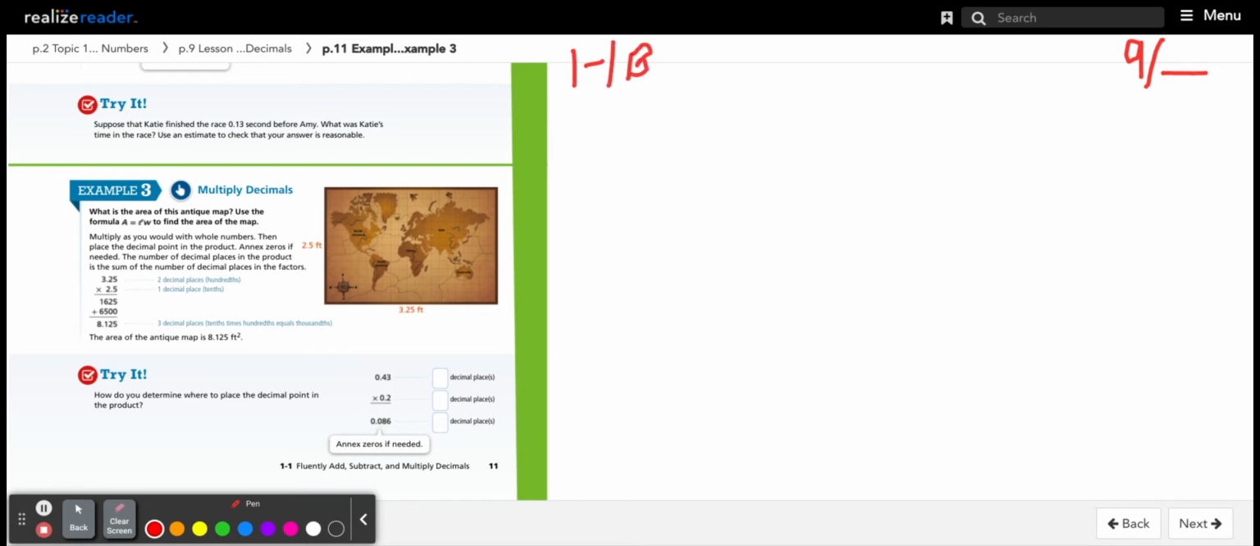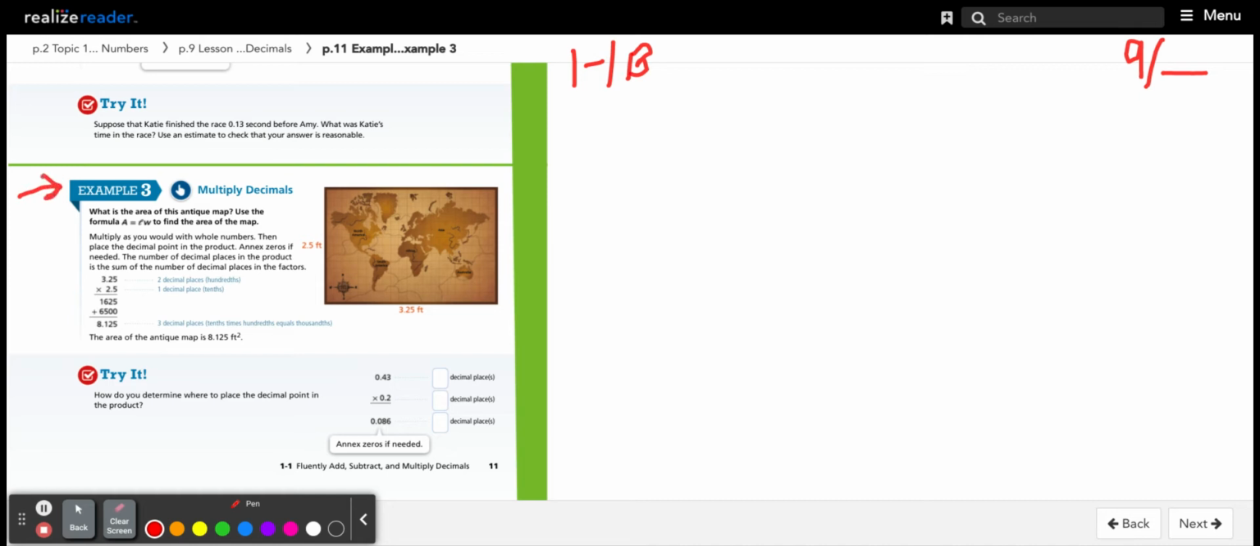11B. Remember, I explained yesterday that we are going to split up a lot of these lessons into two parts. Yesterday, we were adding and subtracting decimals. Today, we're going to be multiplying decimals. So let's start by looking at example number 3 in our workbook.